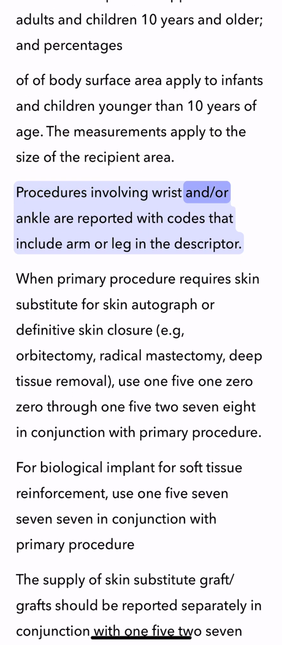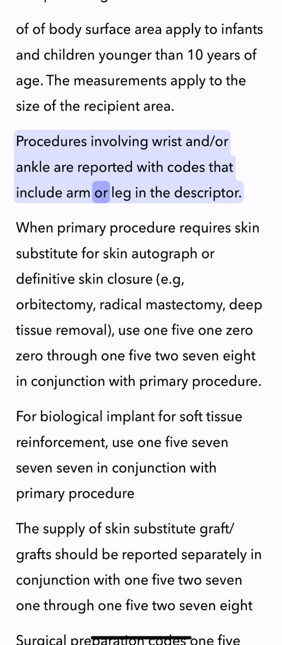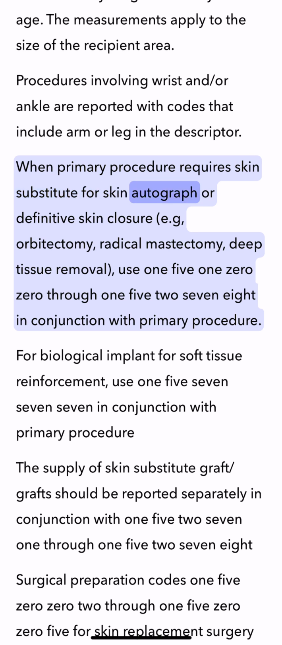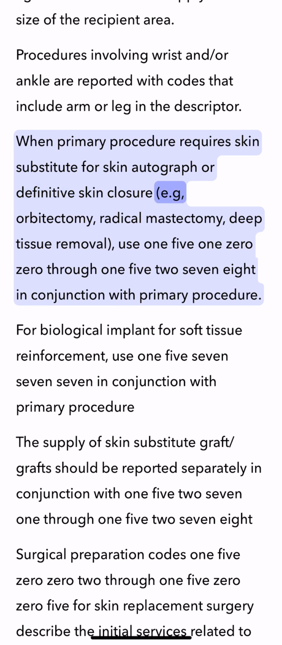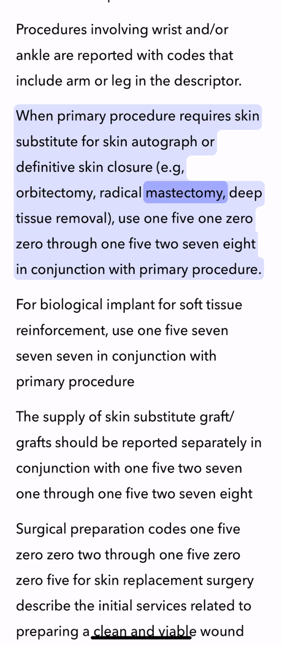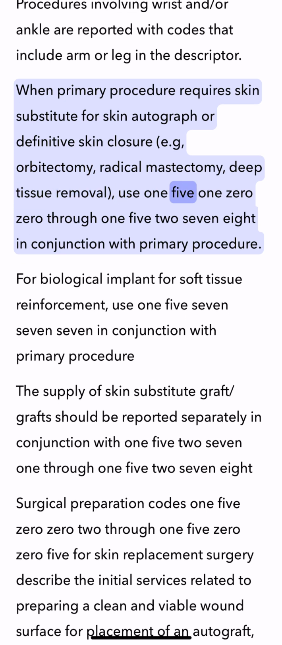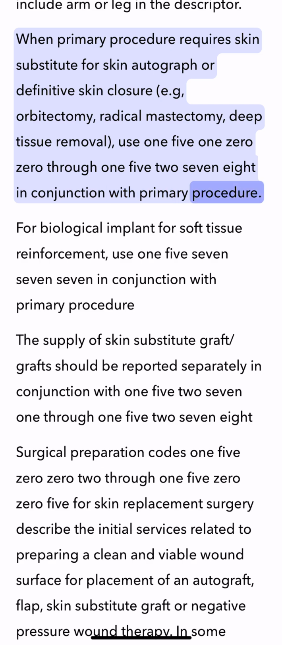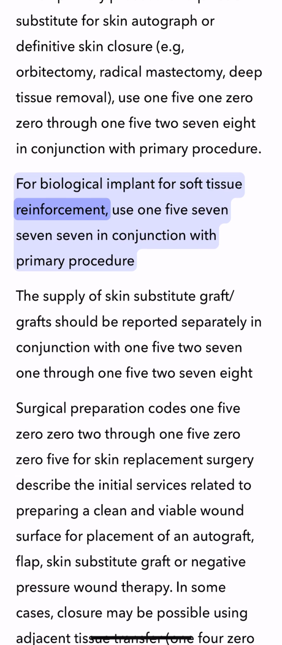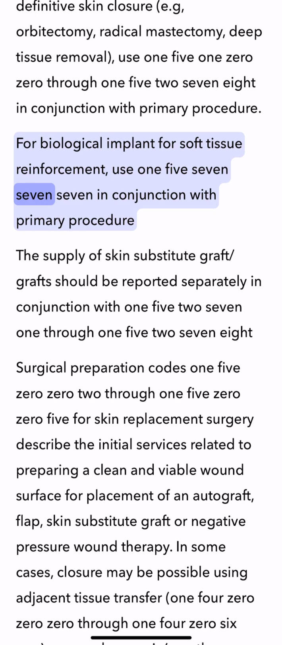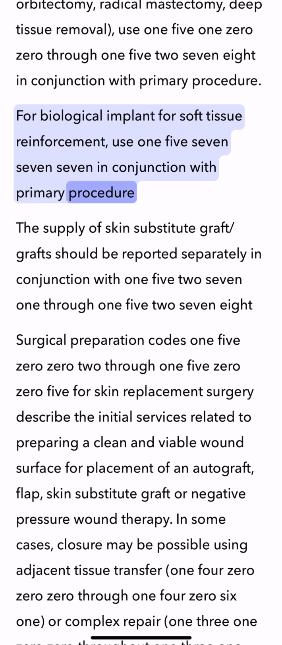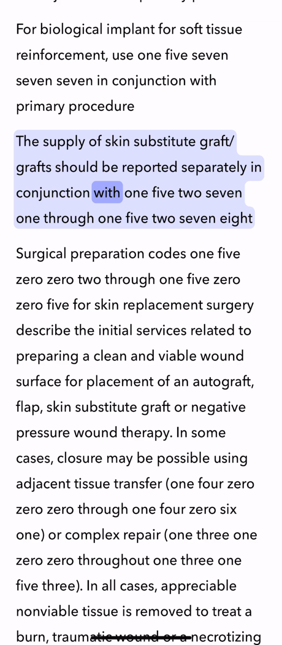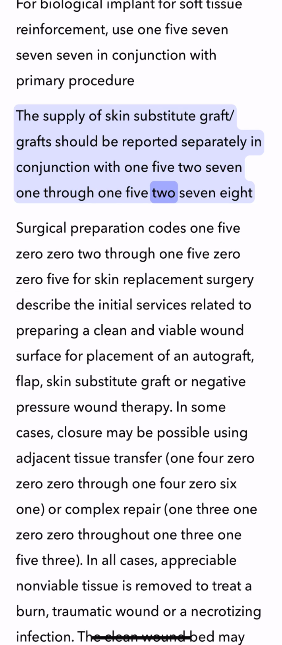Procedures involving wrist and/or ankle are reported with codes that include arm or leg in the descriptor. When the primary procedure requires skin substitute or skin autograft for definitive skin closure, for example, orbitectomy, radical mastectomy, deep tissue removal, use 15100 through 15278 in conjunction with the primary procedure. For biological implant for soft tissue reinforcement, use 15777 in conjunction with the primary procedure. The supply of skin substitute grafts should be reported separately in conjunction with 15271 through 15278.